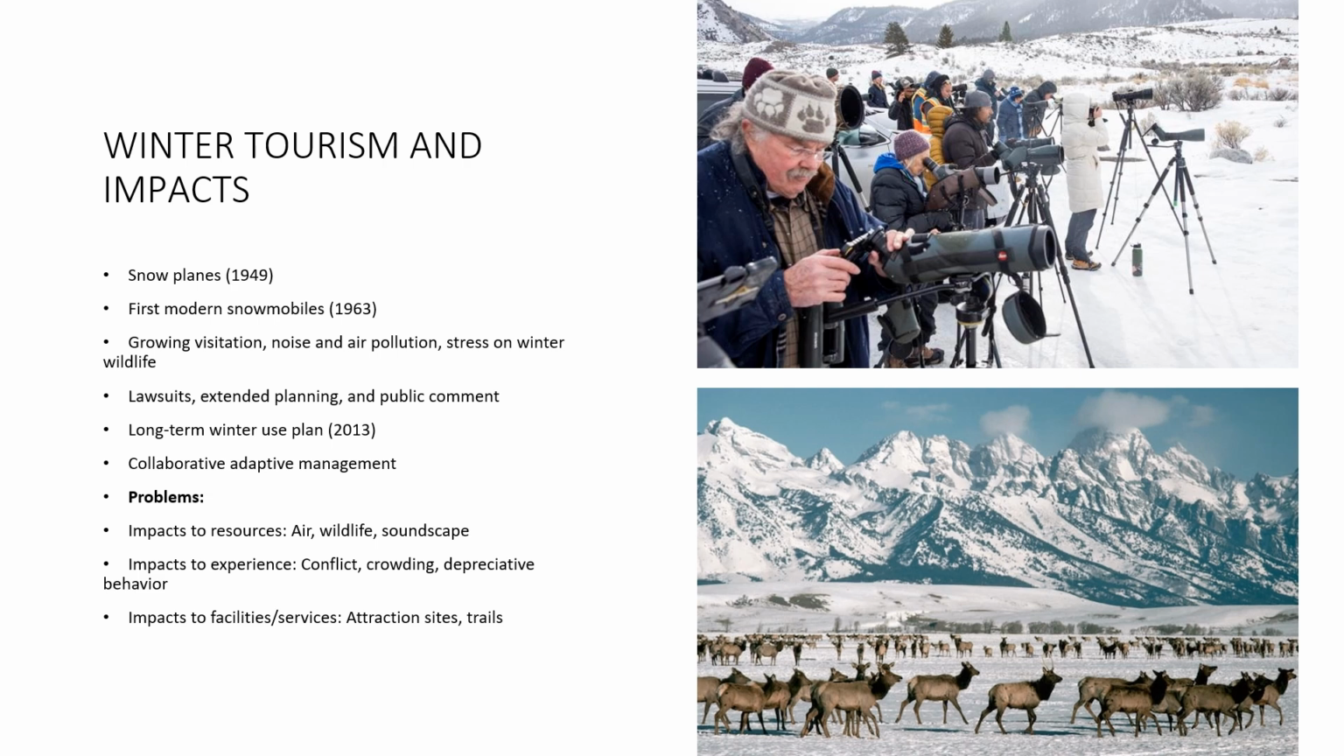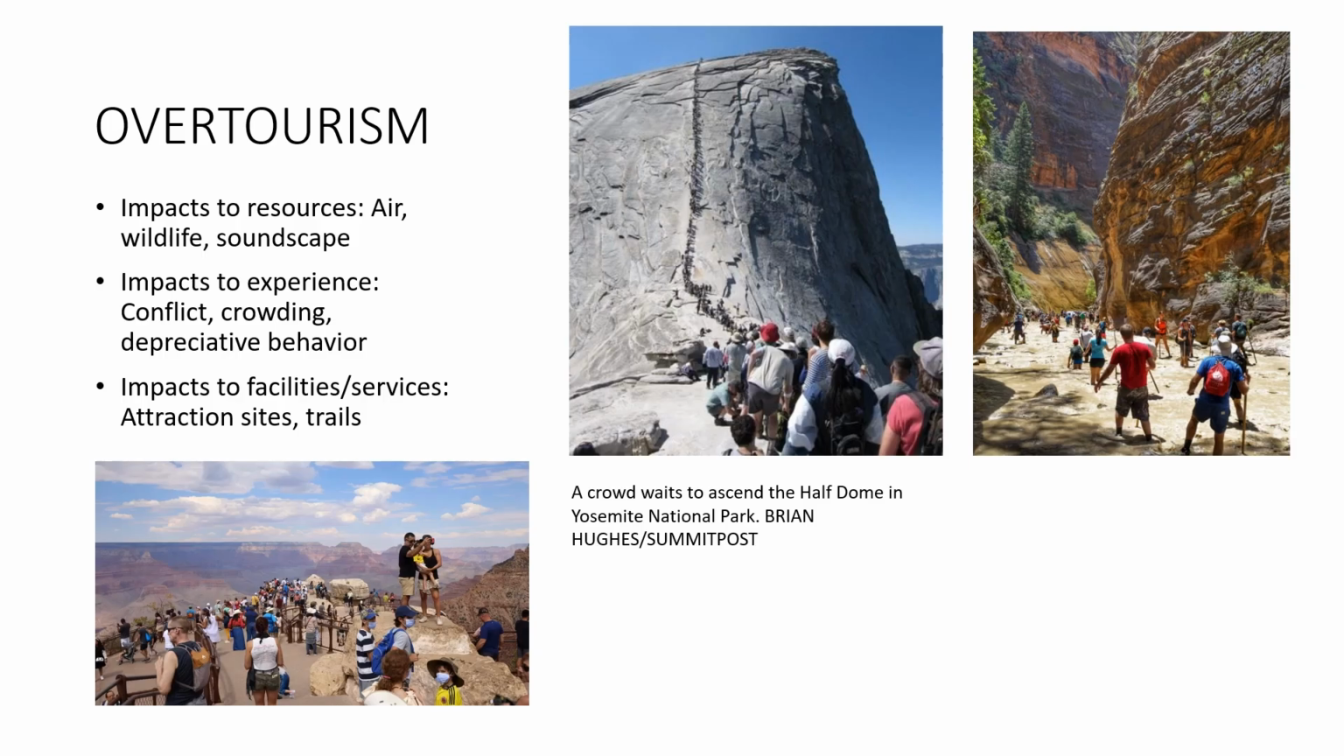For example, impacts to resources, air pollution, wildlife disturbance, and soundscape. There are also impacts to experience, conflicting depreciative behavior, impacts on facilities and infrastructure, such as attraction trails and transportation. Over-tourism in Yellowstone has become a very significant problem increasingly in recent years.